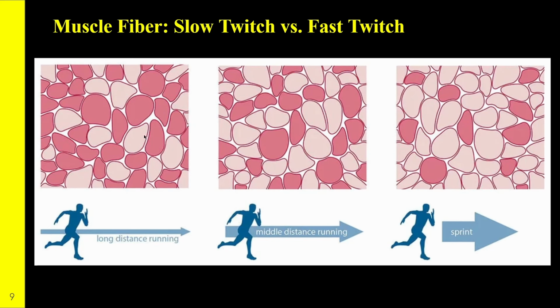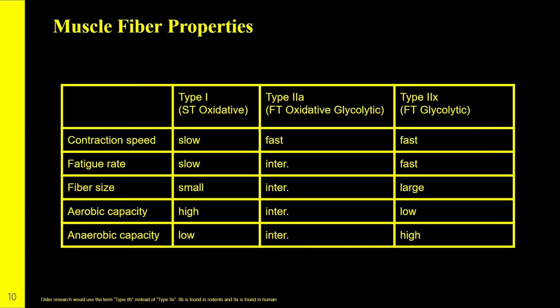That is inevitable. You cannot just have completely all red muscle fiber or all white muscle fiber. And we have the middle distance runners who have a mix of 50-50, or have both slow twitch and fast twitch at a pretty fair distribution. Here's a table containing some of the properties of muscle fiber.